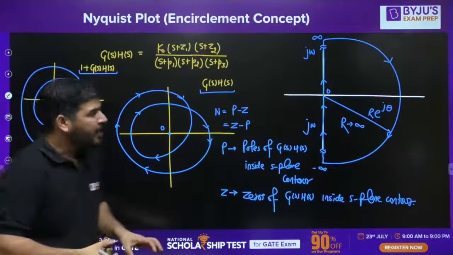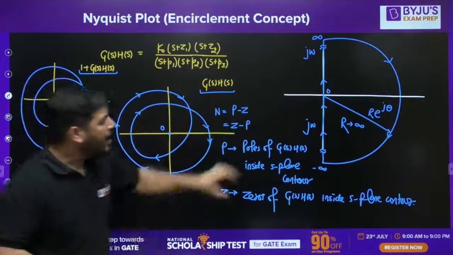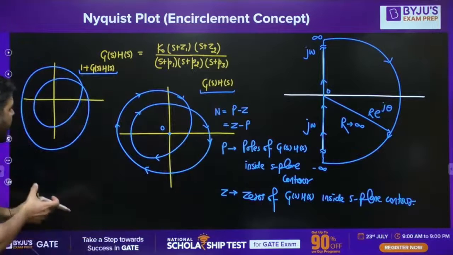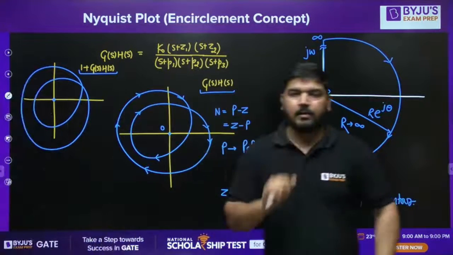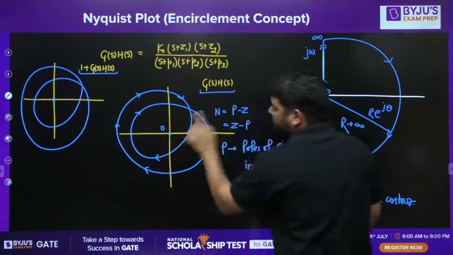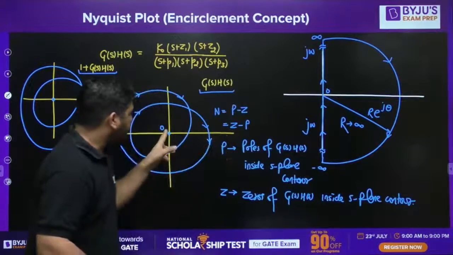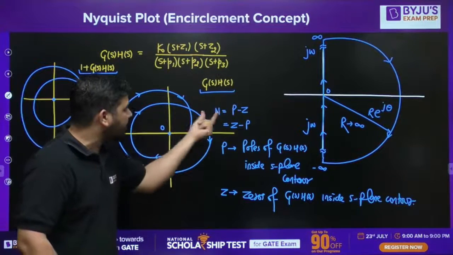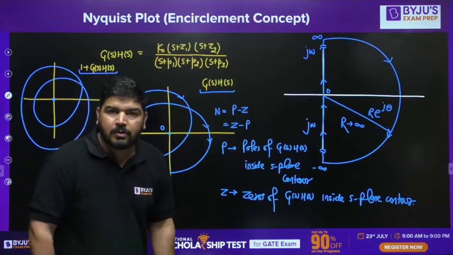So what I'm doing is, first I have mapped this S-plane contour into the G(s)H(s) plane, and then I have mapped this S-plane contour into the 1 plus G(s)H(s) plane, and I'm looking at the encirclement of origin. Please be careful: in both cases I'm looking at the encirclement of origin. In the G(s)H(s) plane, the number of encirclements of origin will be P minus Z, where P is the number of poles of G(s)H(s) and Z is the number of zeros of G(s)H(s).